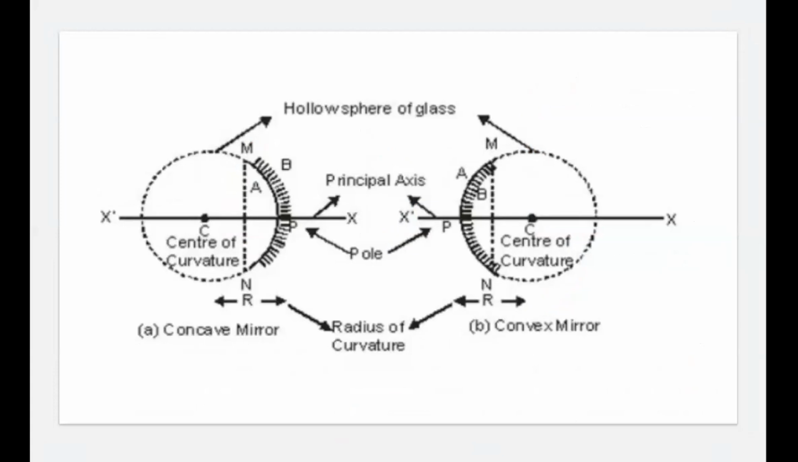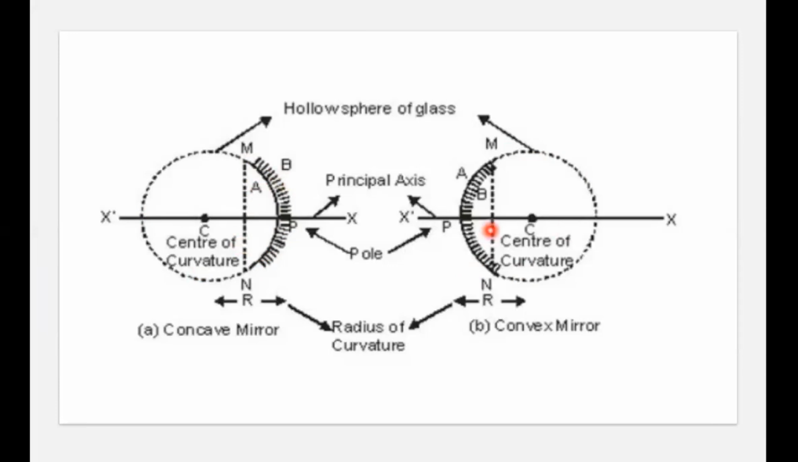Now this slide is having both the mirrors simultaneously. You see a glass sphere which is being shown with the help of dotted lines. Definitely this is a two-dimensional figure. If the coating of silver is done like this, it will form a cave part inside. Such a mirror would be a concave mirror.